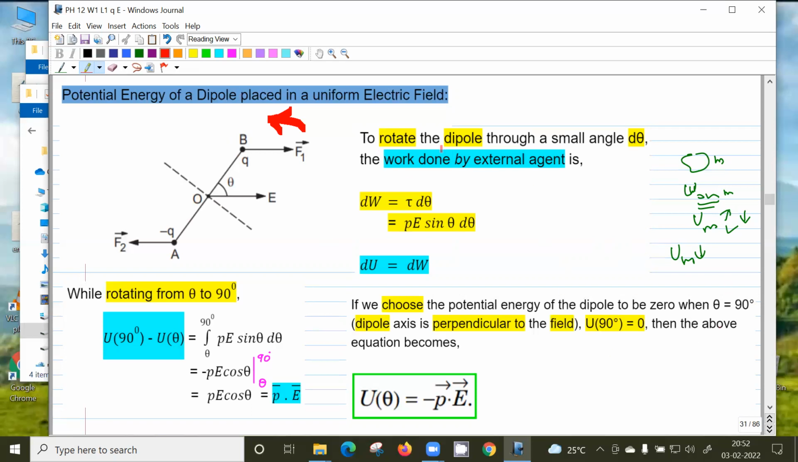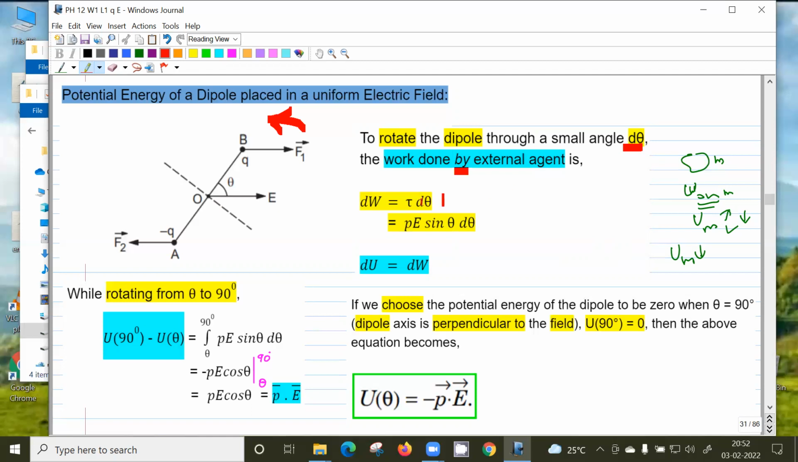So just follow this one. To rotate the dipole with a small angle d theta, external work is done by an external agent, and the work done is torque into d theta. In terms of linear motion, the work done is F into ds, right? For rotational motion, instead of F it will be torque, and ds will become d theta.